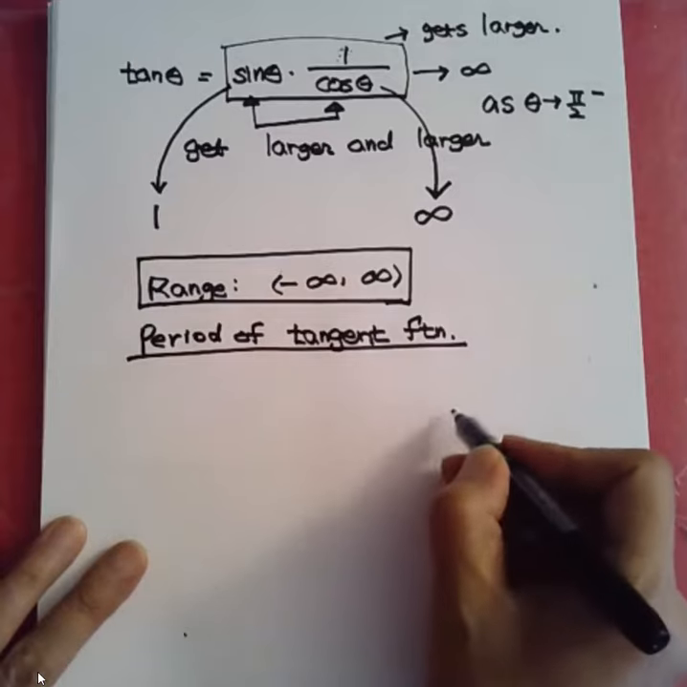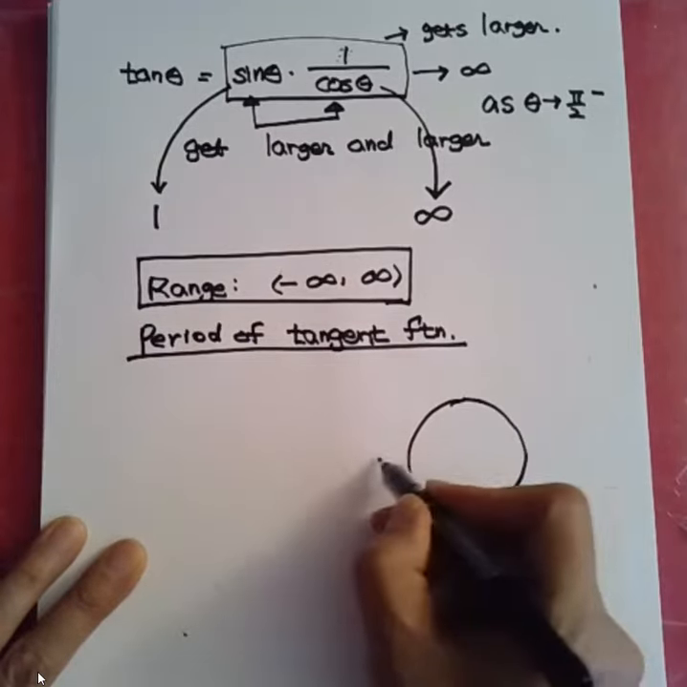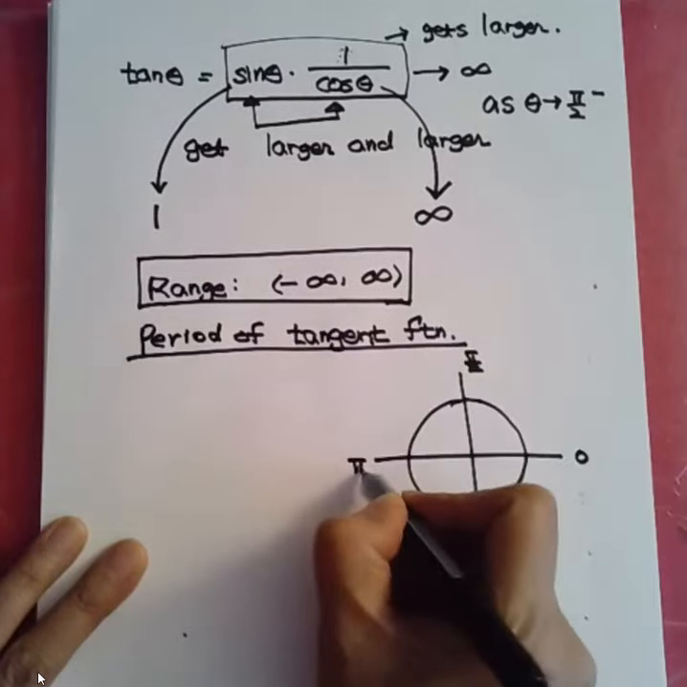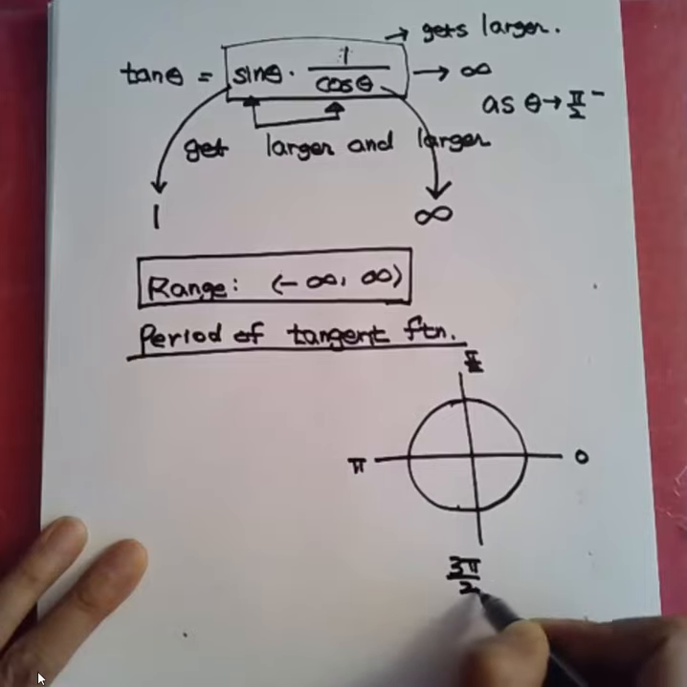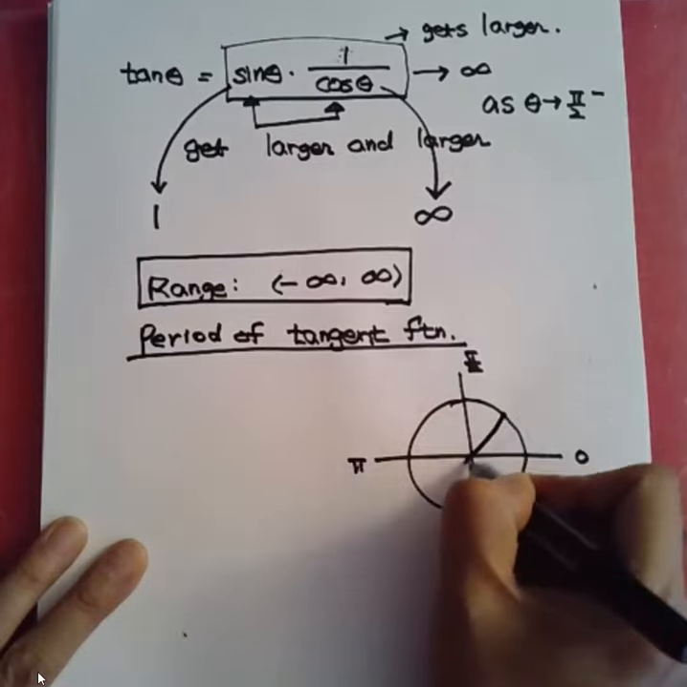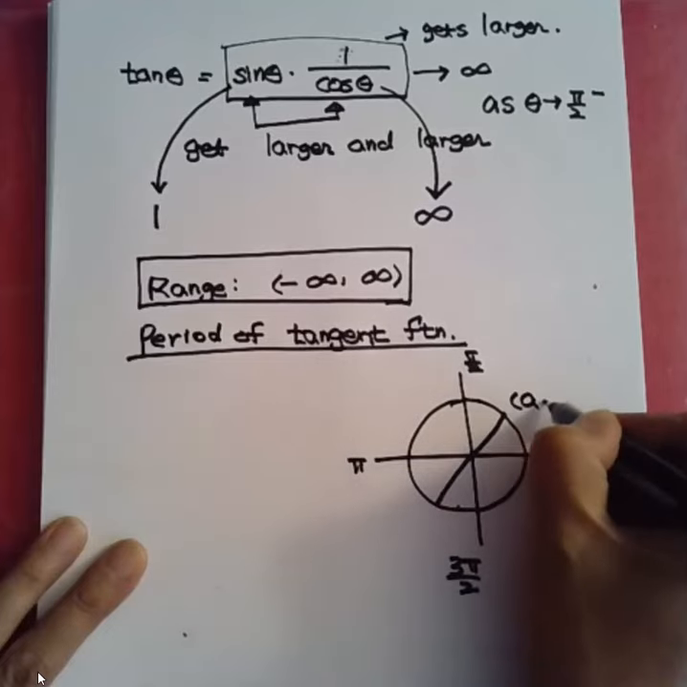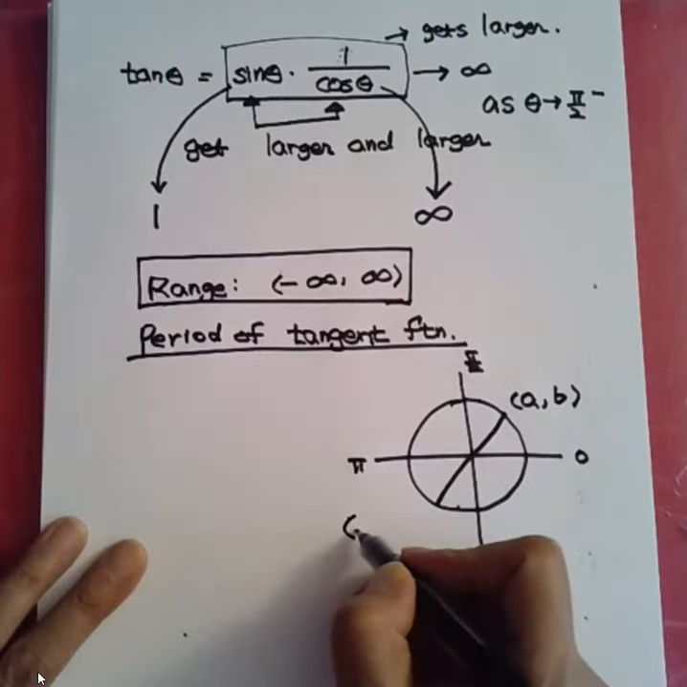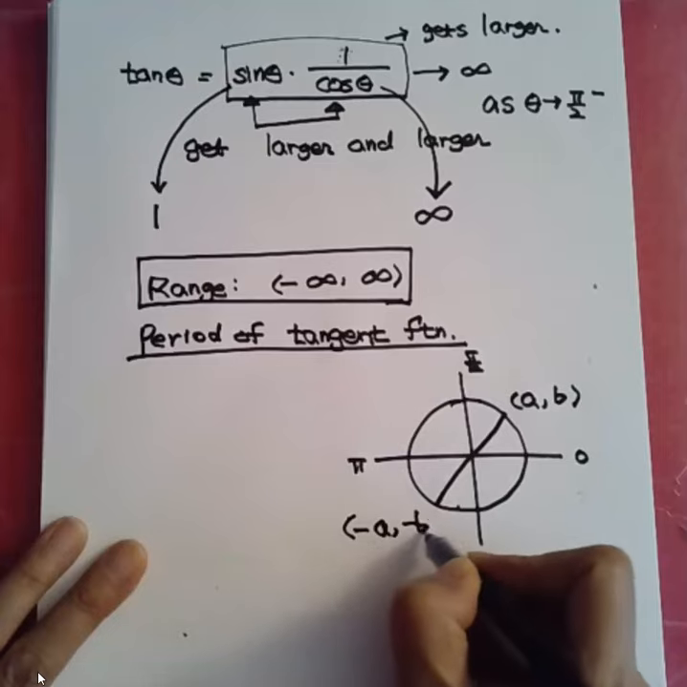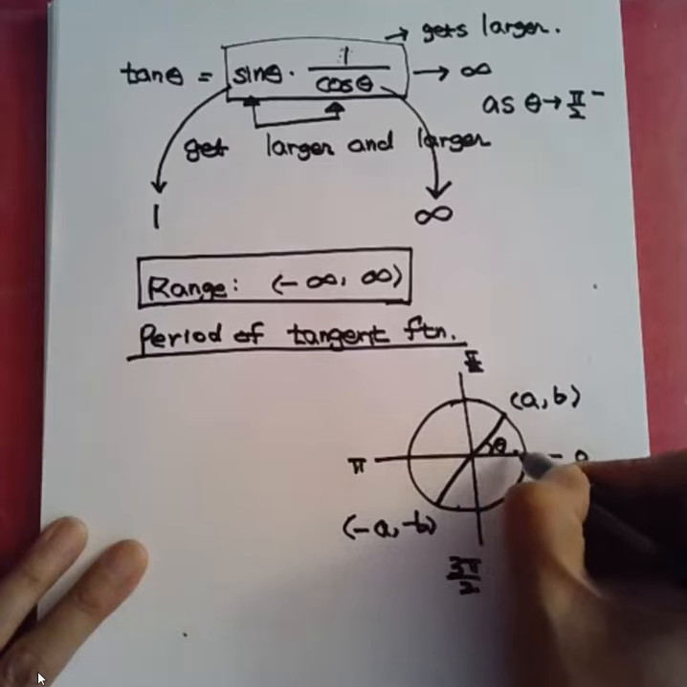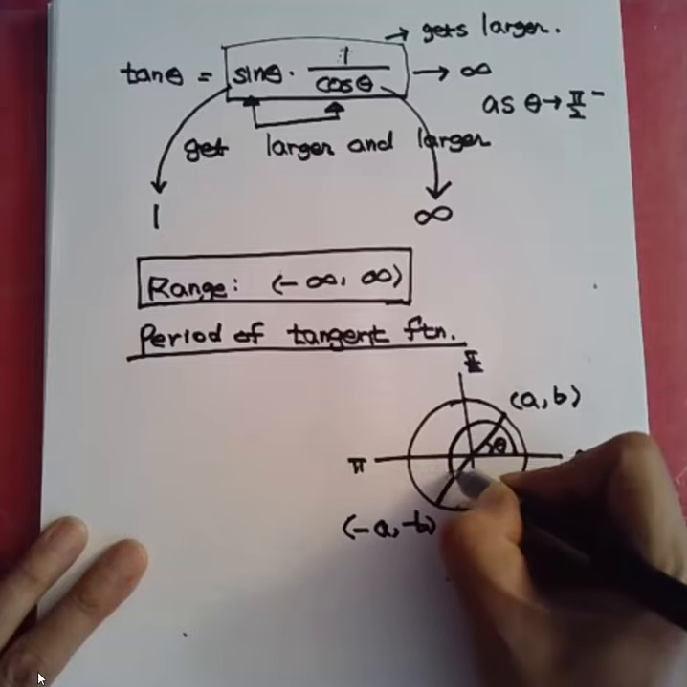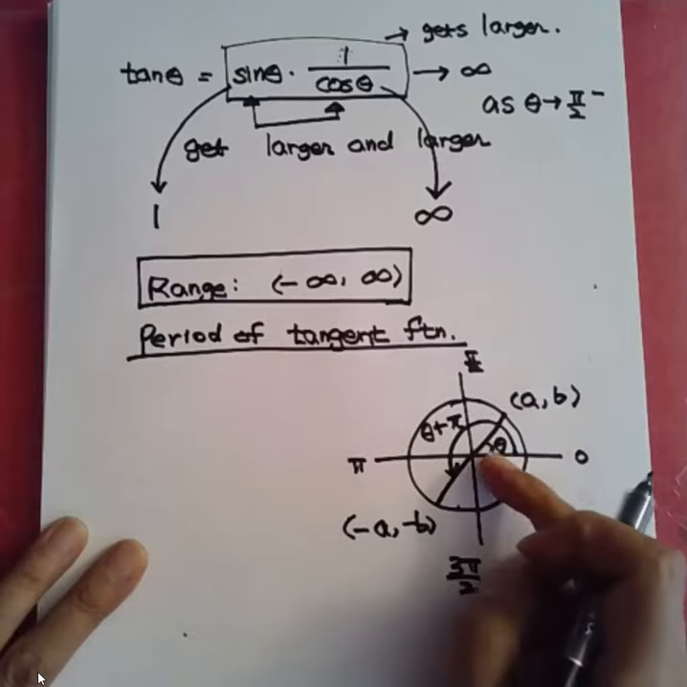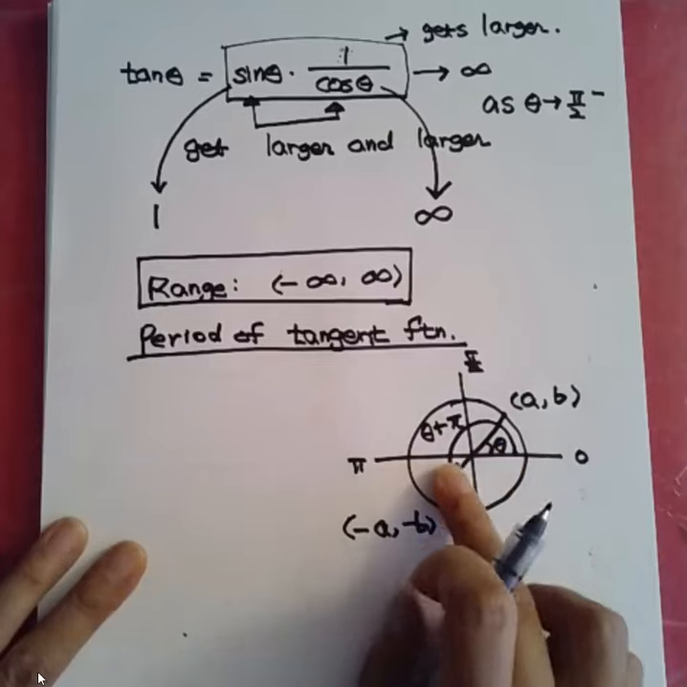Let's go back to the unit circle again. Let's say this point is A and this point is B. And then that is the opposite point, so it becomes negative A and negative B. This is theta, and then we think about this angle, then that is theta plus pi, because this is theta and this amount is pi.